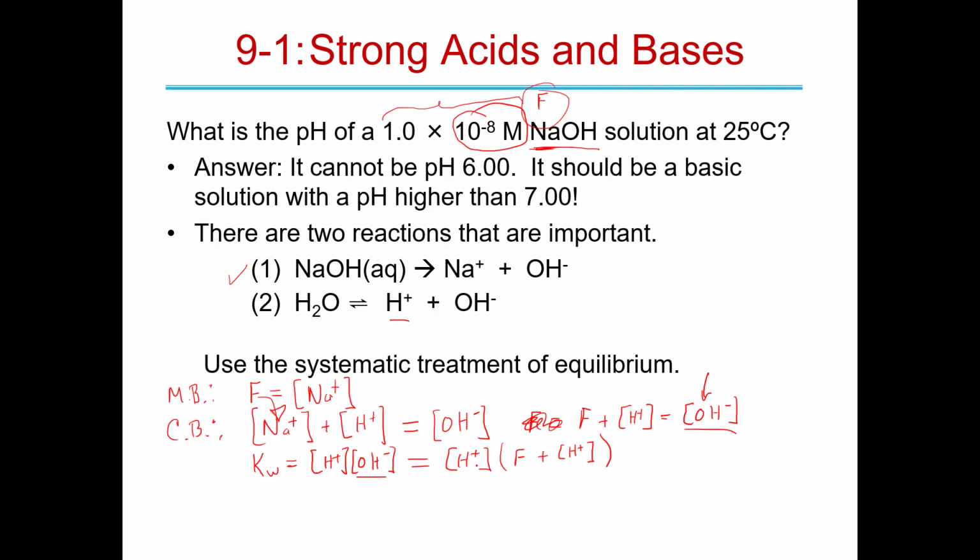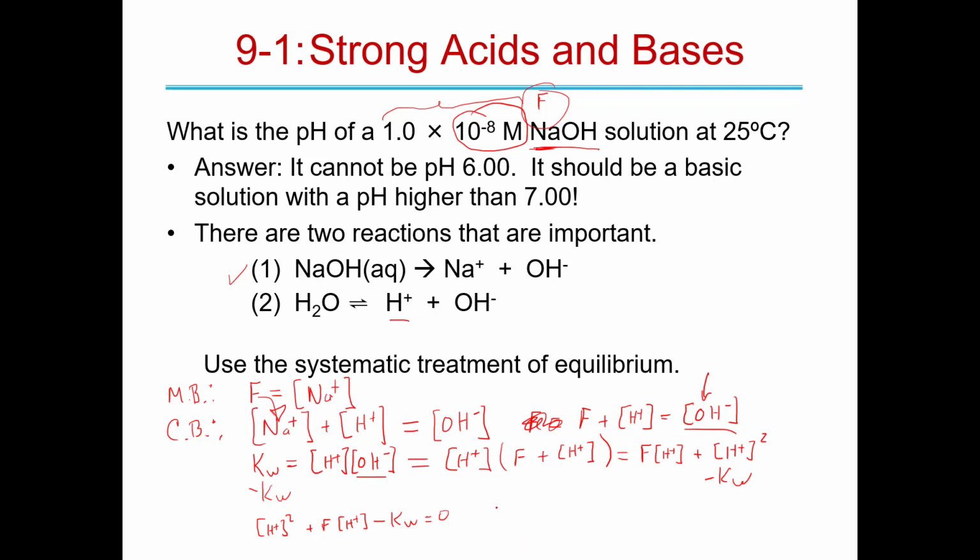And so I can multiply the H plus inside the parentheses here, distribute that, and we get F times H plus, plus H plus squared, right? So these are just like algebraic variables there, and that all equals Kw. So rearranging this equation a little bit, I can subtract Kw from both sides and get this equation: H plus squared plus F times the H plus ion concentration minus Kw equals 0. So now I've got one equation and one unknown.